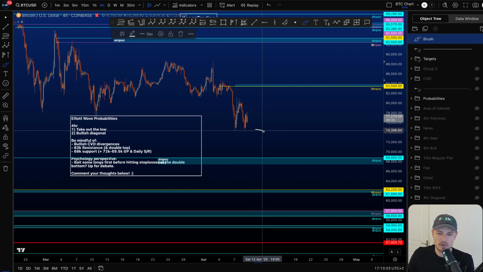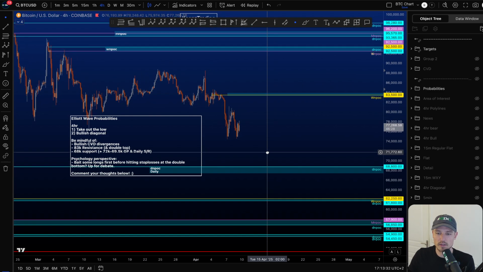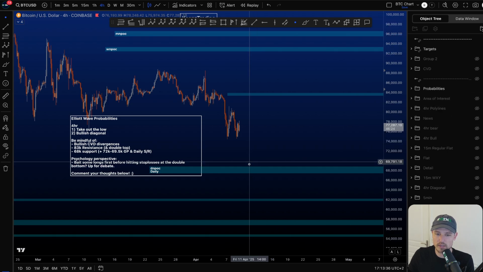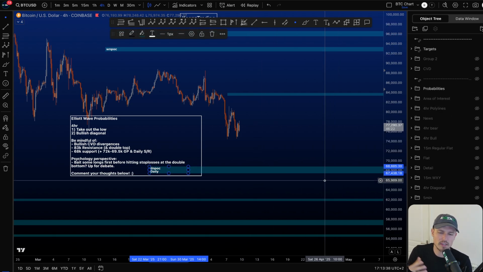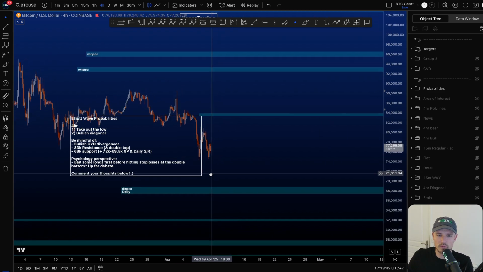Now, I wouldn't be surprised if touching the golden pocket, especially if you get a flat, for example, would lead to a reaction. I'm just not so sure if that then would be your low, but hey, we'll observe it and see what we get, right? So that is the support. First real nice area for me, the blue box to the downside, 68.9, 67.4K.